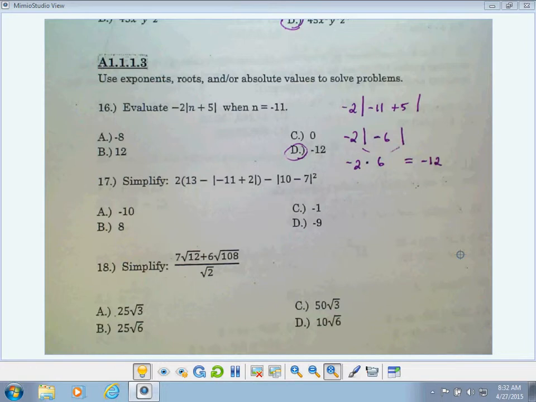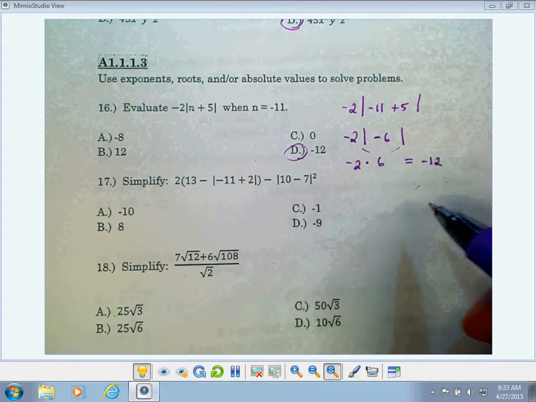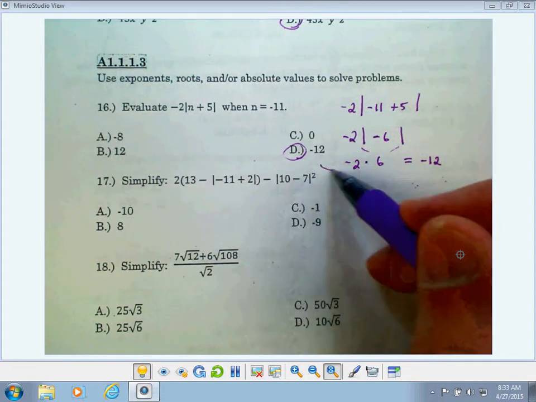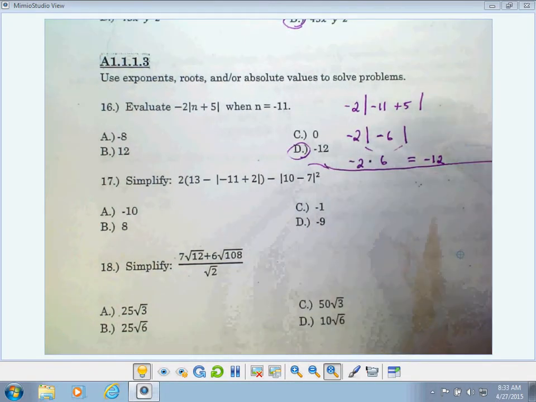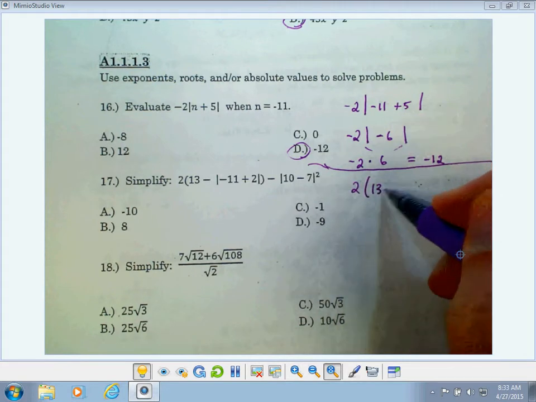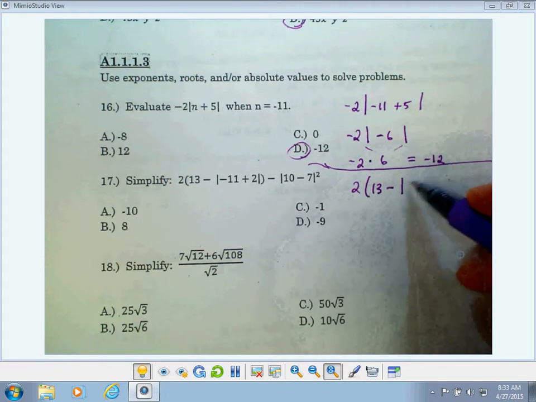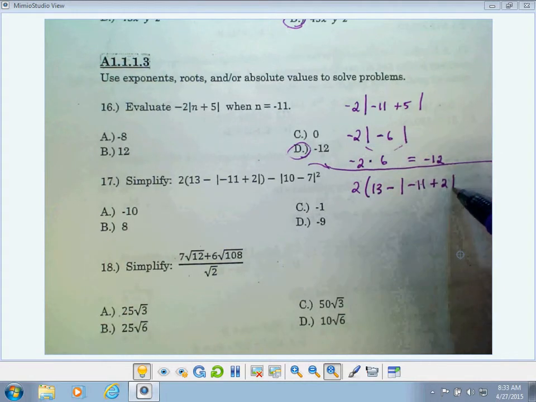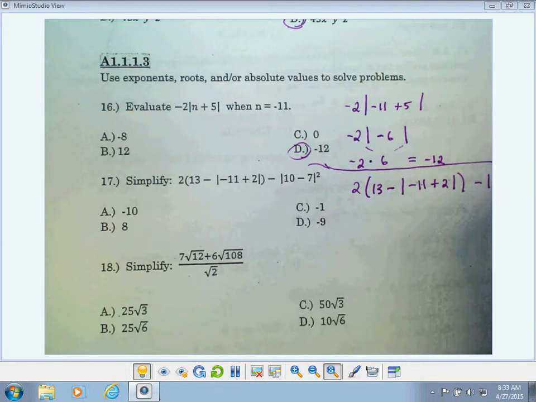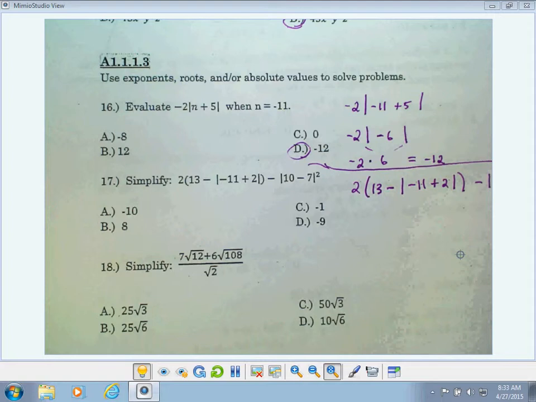Okay, number 17 looks like it combines the same kind of thing, absolute values and so on, but we also have a lot of order of operations in this problem. So I'm going to rewrite this problem over here just to make it easier to see. So we have 2 and then in parentheses 13 minus, and then we start absolute value symbol, -11 plus 2, absolute value, close the parenthesis, minus absolute value again, 10 minus 7, close the parentheses, close the absolute value, and square it. So wow, I guess this is just a test of how well you know absolute values and how well you know order of operations.